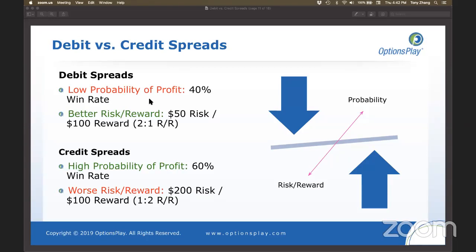Now, if that is a concept that you feel that you can understand, please type 9 into the chat window, because this is actually a really fundamentally important understanding of options trading that everyone needs to wrap their head around.